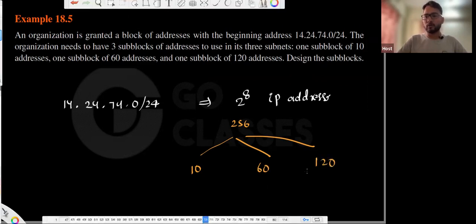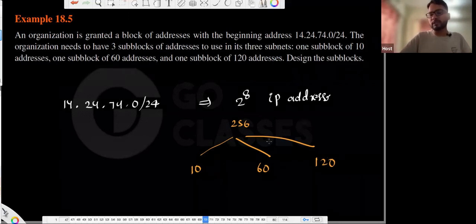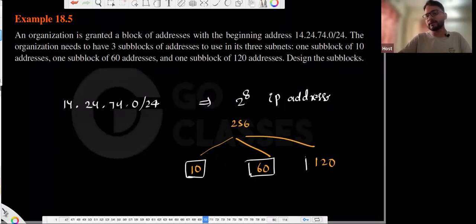Okay, so which means they are just using 190, and they do not care about the other IP addresses. Out of 256, there will be some other IP addresses they do not care about. They just want one subblock to have these many IP addresses, another subblock to have these many, and another subblock to have these many.